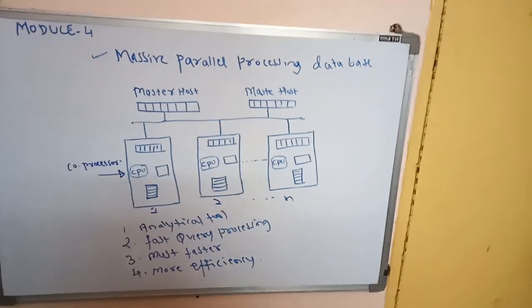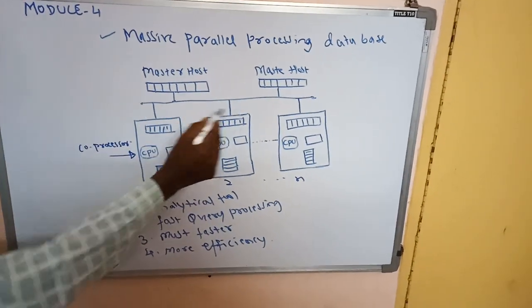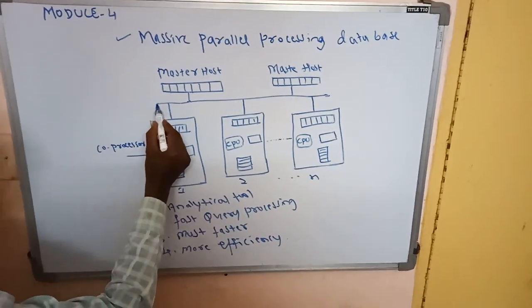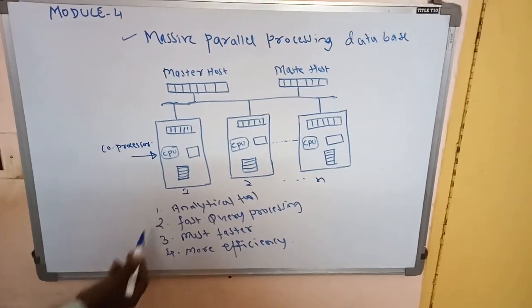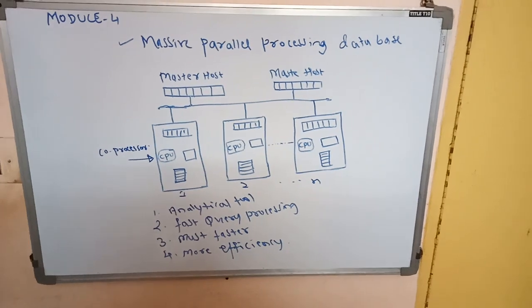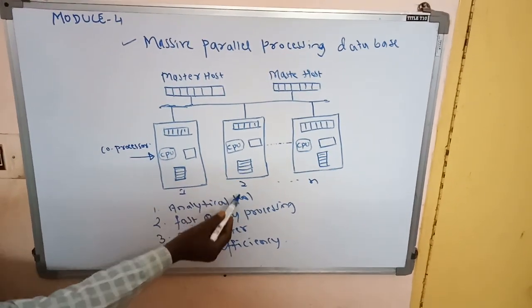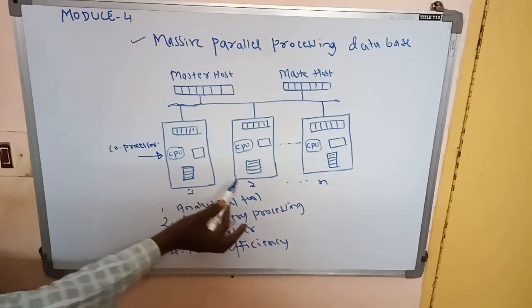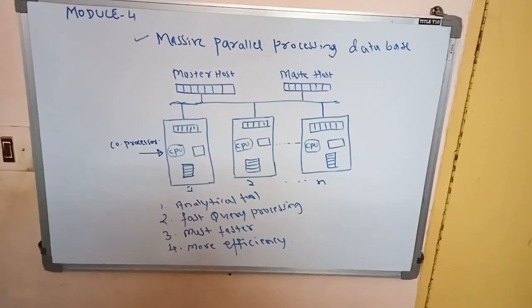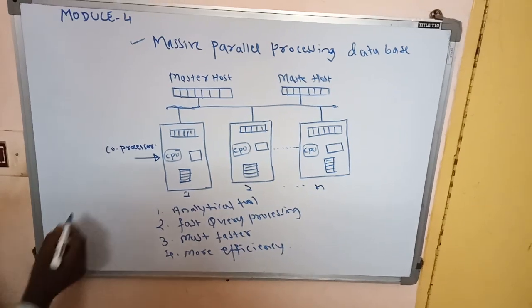So there is a master host. Two master hosts are connected in a single bus. A bus is a group of wires which communicates with the different types of processors. So processor 1, processor 2, processor 3, and host 1, host 2, host 3 act just like clients of this.